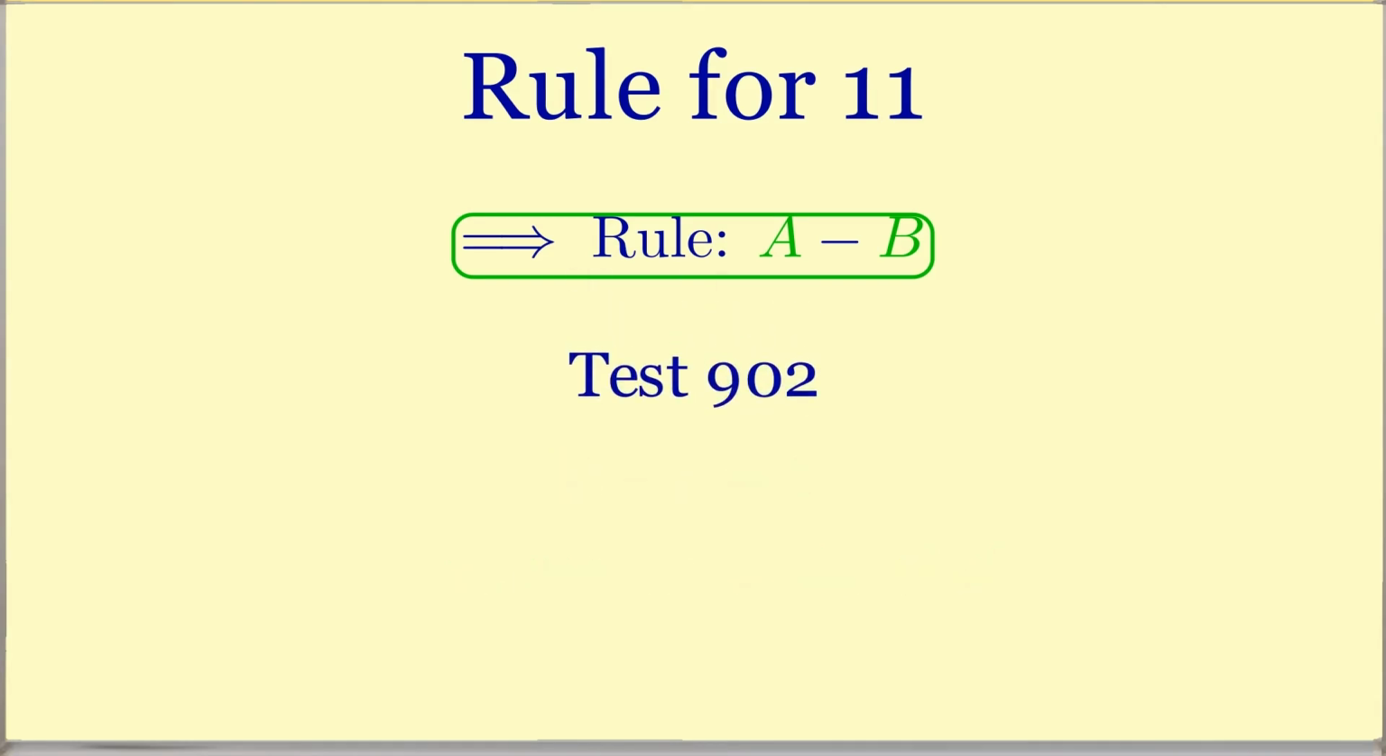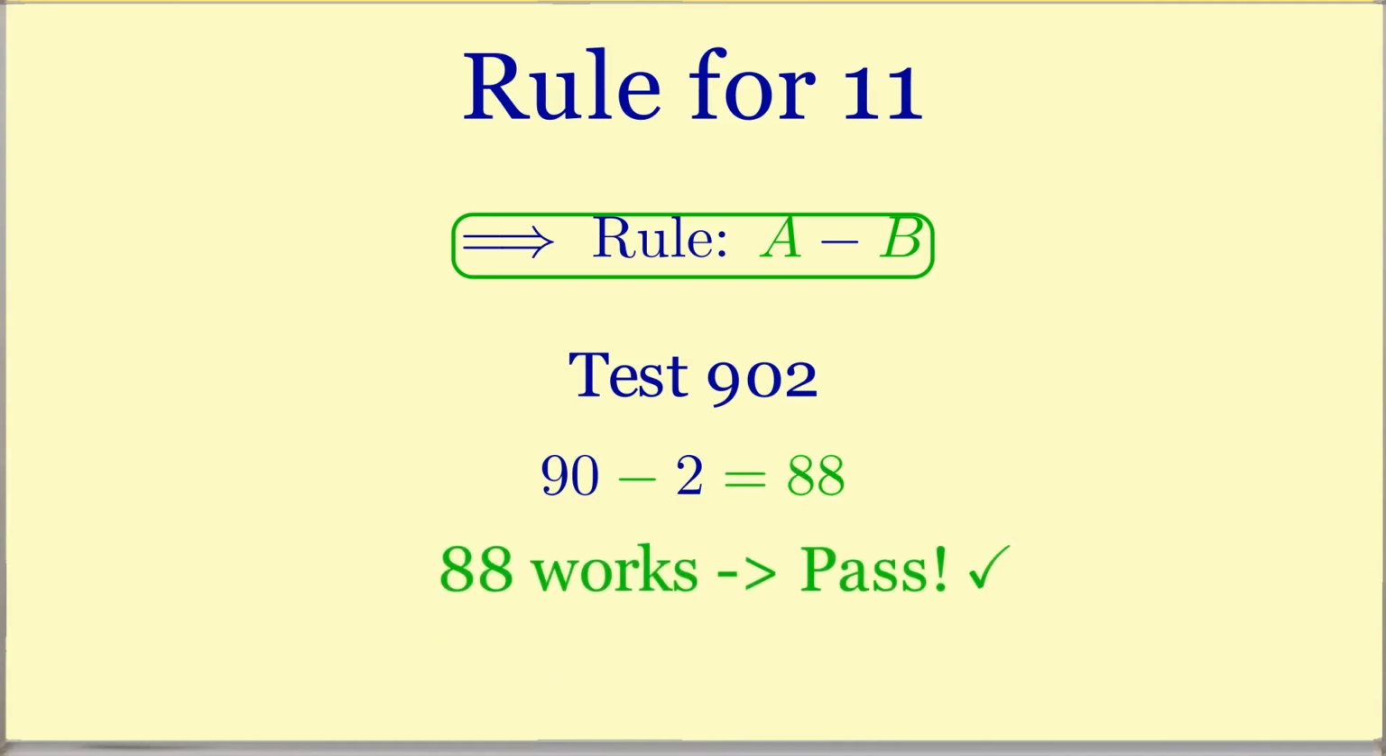Example 2. Let's look at 902. Chop off the 2. Subtract it from 90. 90 minus 2 is 88. Since 88 is a clean multiple of 11, 902 is absolutely divisible by 11.